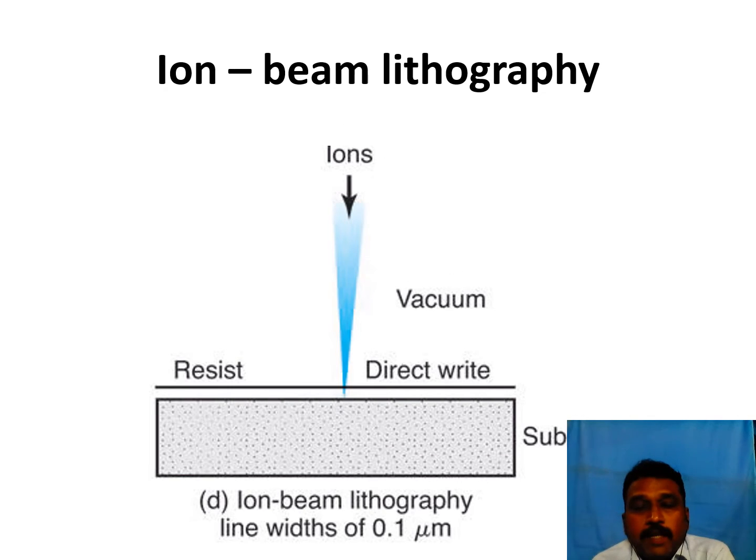So this one is ion beam lithography. You can see the same thing. The substrate has the resist, and you are passing the ions. It is carried out in a vacuum. So you can see the width of the ion beam lithography line, which is 0.1 microns.